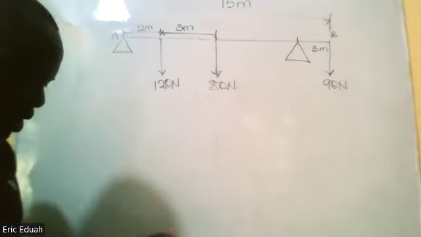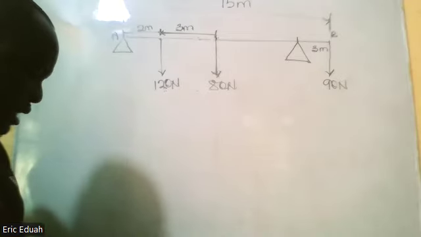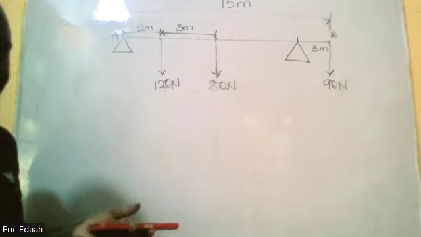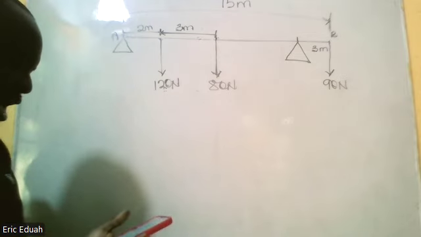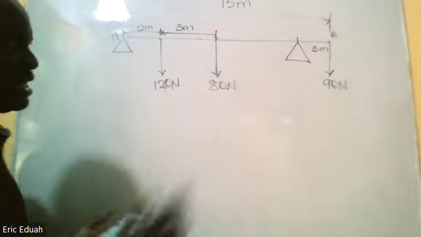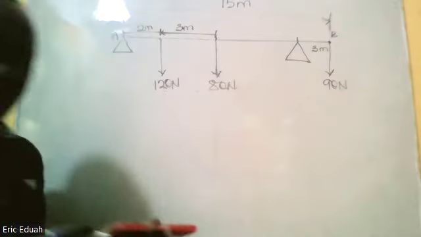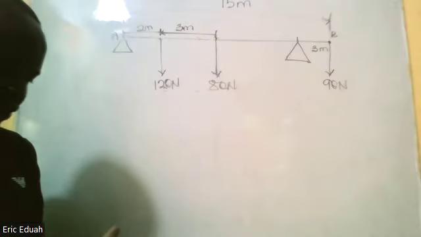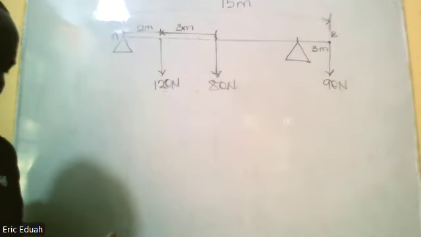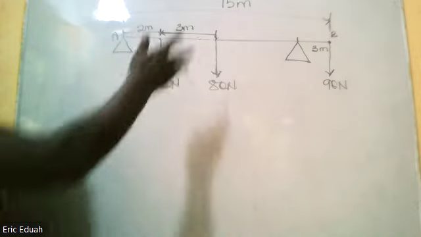Okay. Then the third point is that we have another load, 90 Newton at the right hand end. At the right hand end is the end B. We have a load of 90 Newton acting there. So make a sketch of the beam and clearly show all its dimensions and loads. This is it.